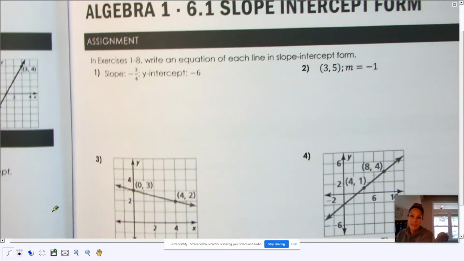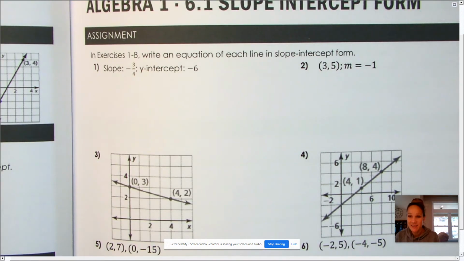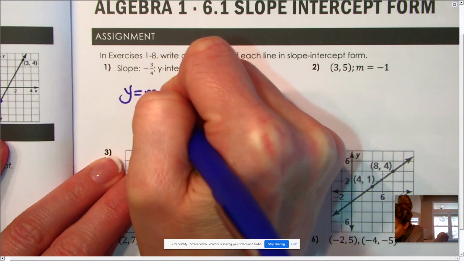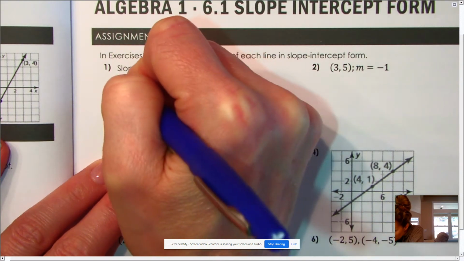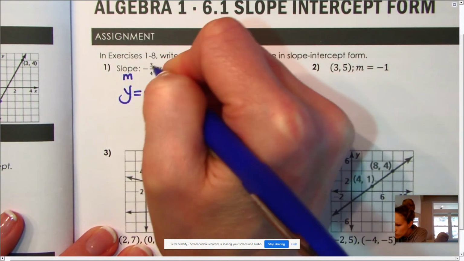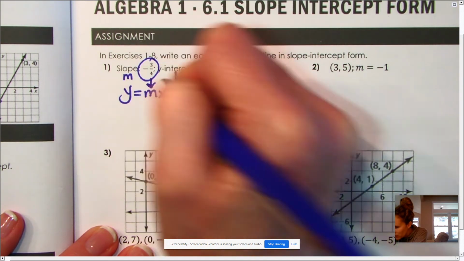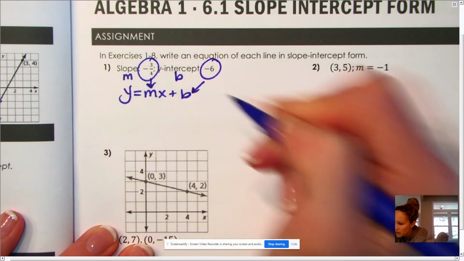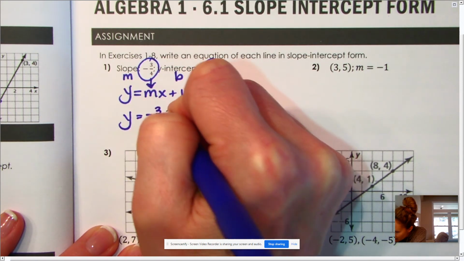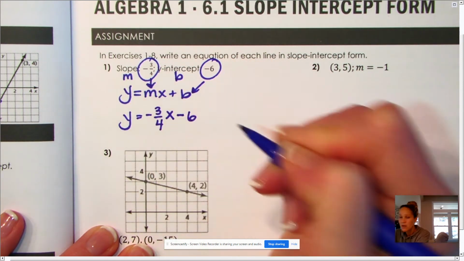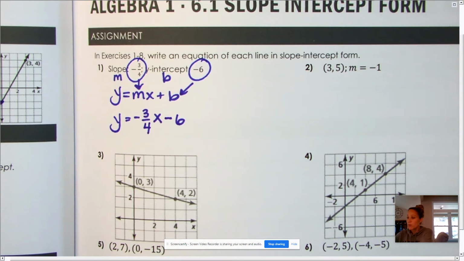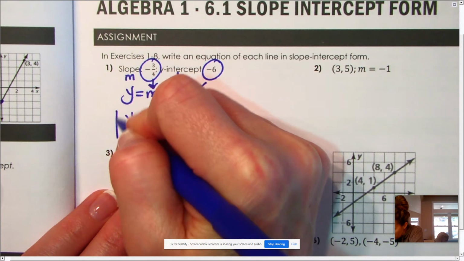So question number 1, now these ones are going to seem super easy because there's like no work at all in these ones. So y equals mx plus b. Remember, the slope is represented by m. The y-intercept is represented by b. So we're just going to take this value and plug it in, and that value and plug it in. So I have y equals -3/4 x minus 6. You could write it as plus a -6, but the simplest way to write it would be just -6.